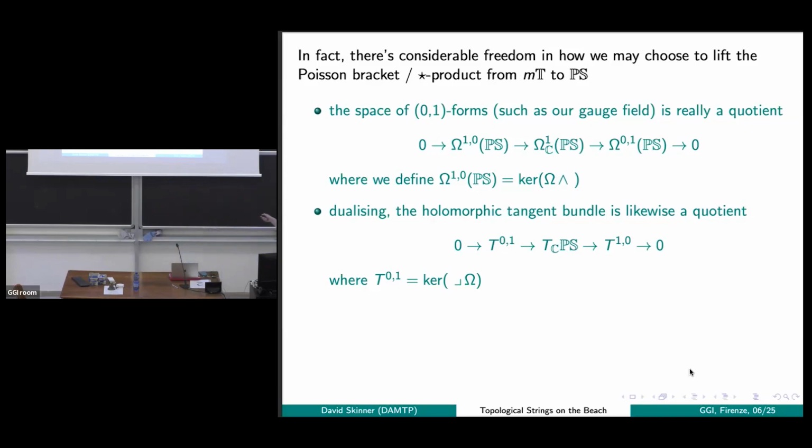Equivalently, dualizing, what we mean by a holomorphic tangent bundle is likewise a quotient. Okay? So there's a canonical definition of what we mean by anti-holomorphic tangent vectors. Those anti-holomorphic tangent vectors are just anything that gives 0 when I contract into my holomorphic 2 form. Okay?